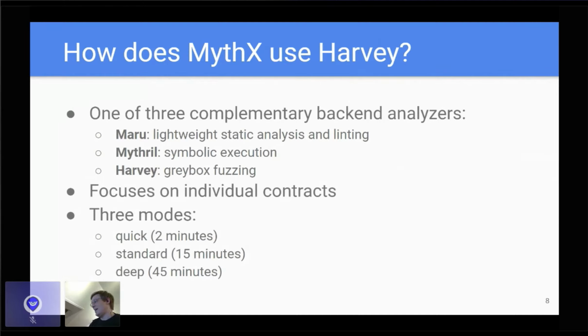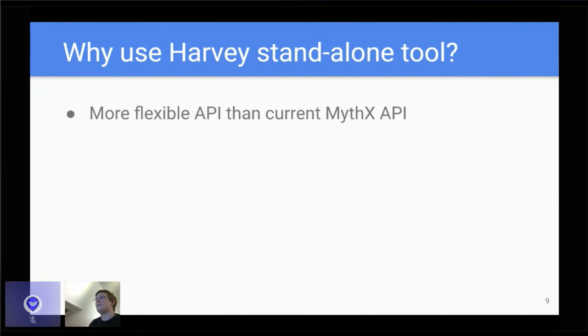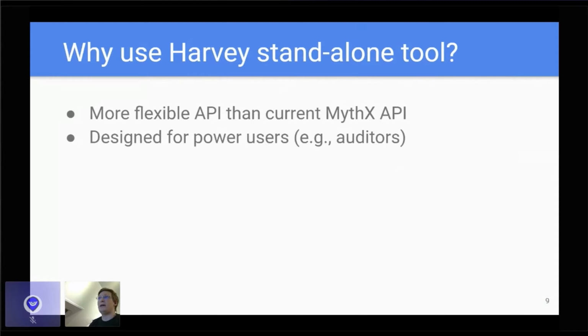But earlier I said you might run a fuzzer for much longer, and that's when it's good to run a standalone tool. In this case, I'm talking about Harvey, because it provides a more flexible API than the current Mythx API. You can pick how long you want to run it, and you have much more flexibility in how you set up the contracts that you want to explore. So it's more designed for power users, like auditors or very advanced developers.